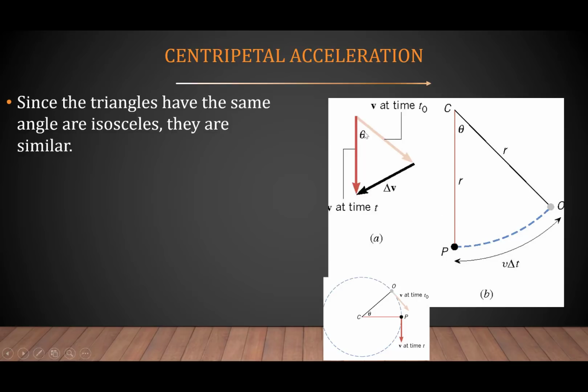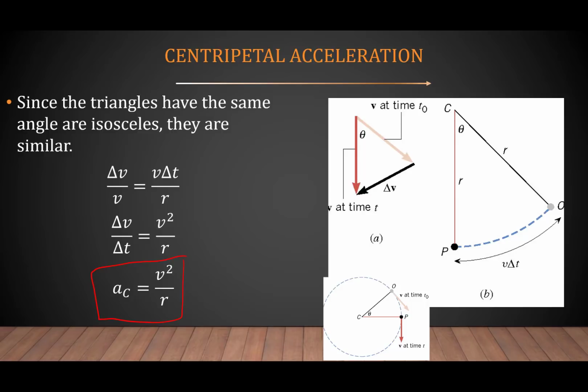So we're actually going to have two isosceles triangles, and since they have the same angle theta, they're similar. So we can set up a ratio. Delta v over v, which is the length of this side, is equal to v delta t over r. If we solve that for delta v over delta t, we get v squared over r. Now delta v over delta t is actually the acceleration. So we end up with a magnitude for the acceleration when we're moving in circular motion. Centripetal acceleration is equal to v squared over r, and that's an important equation.